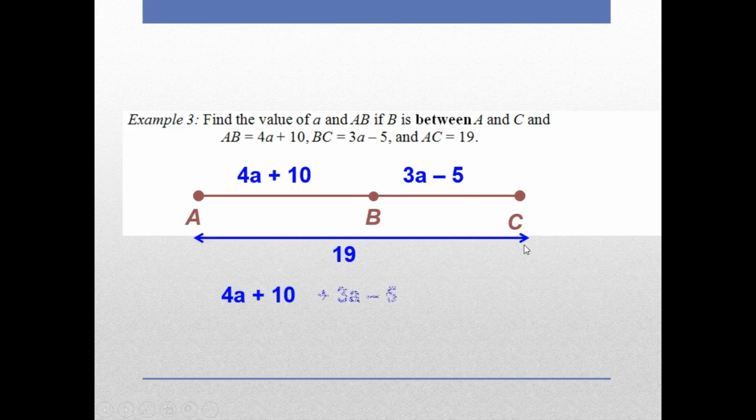So again, part plus part equals whole. So that's how you set up your equation. Part and part. Add them together, equals the whole length. 4a plus 3a is 7a. 10 minus 5 is 5, still equals 19. Subtract 5 from both sides and divide by 7. You'll end up with 2 for your answer there for a. If a is 2, substitute that back in for AB. So 4 times 2, that's 8, plus 10 is 18.